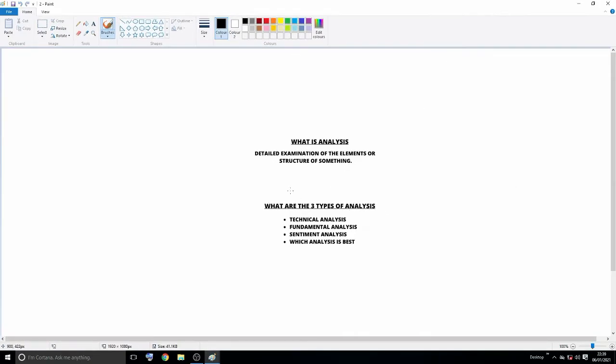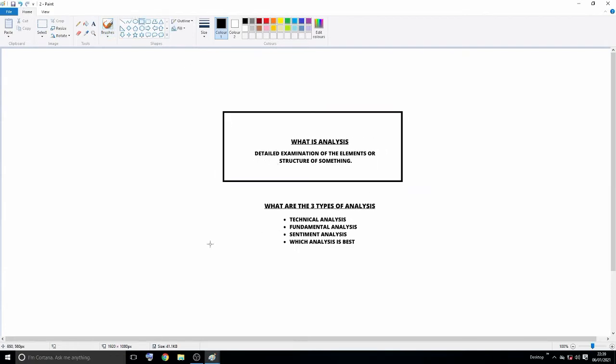So on the screen I will be explaining what analysis is. Let's just explain the simple concept of analysis. Analysis is a detailed examination of an element, currencies, or the structure of something. It's like you are checking, you are trying to understand all the details about that particular structure, element, currency pair or stock that you are looking at.